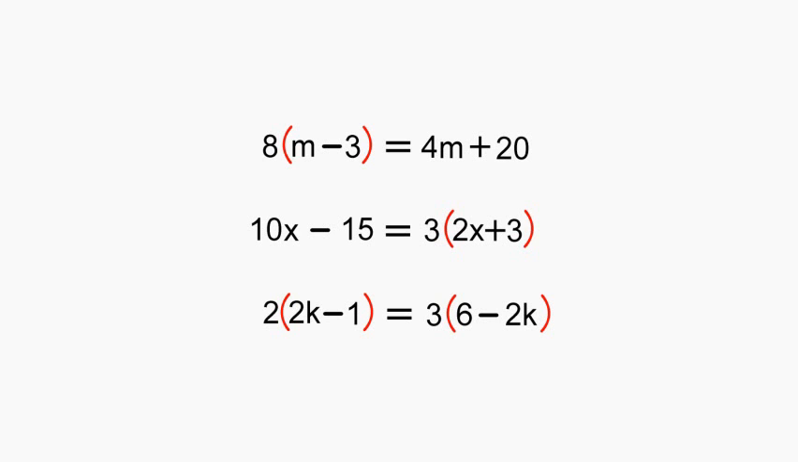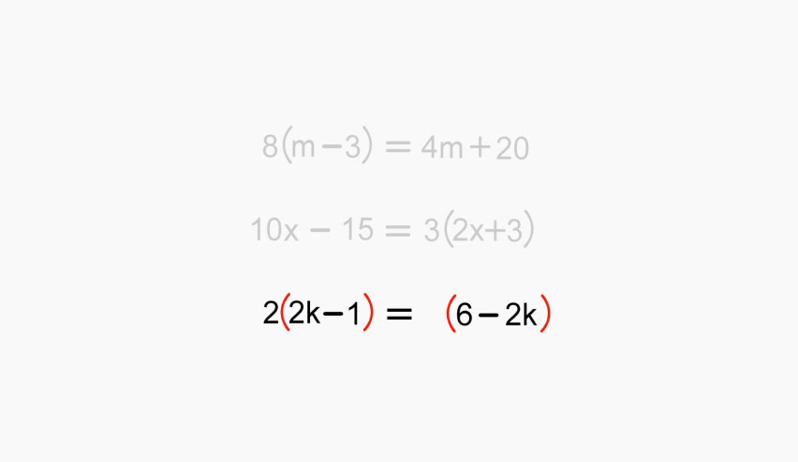The first one reads 8 times the quantity m minus 3, which has to be equal to 4 times m plus 20. The second one reads 10x minus 15 is equal to 3 times the quantity 2x plus 3. The third one reads 2 times the quantity 2k minus 1 is equal to 3 times the quantity 6 minus 2 times k.